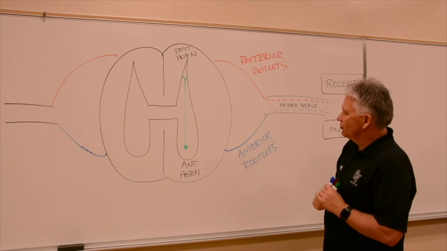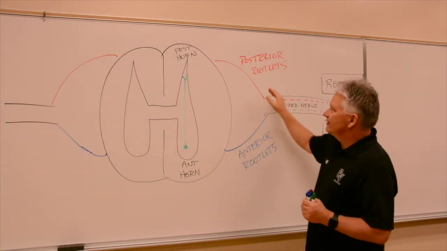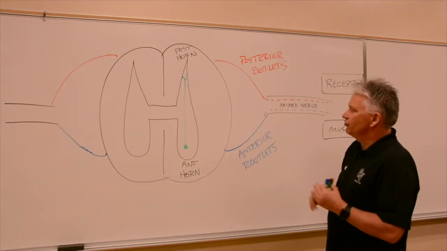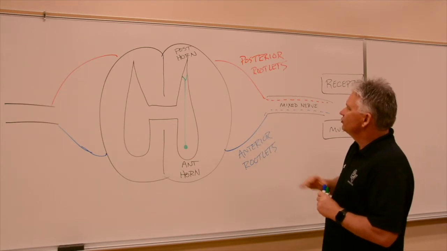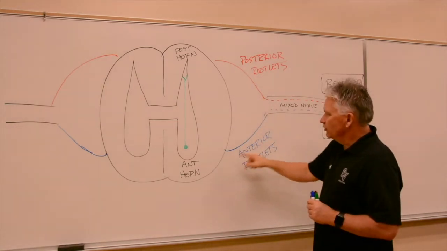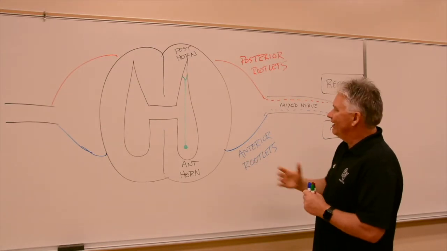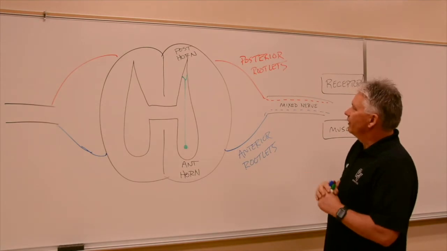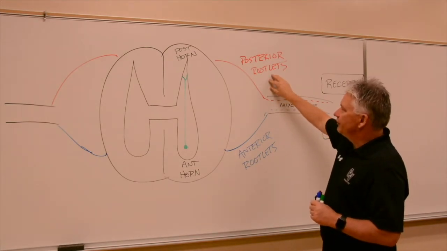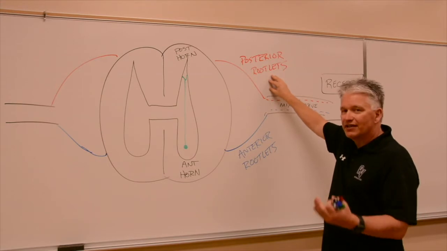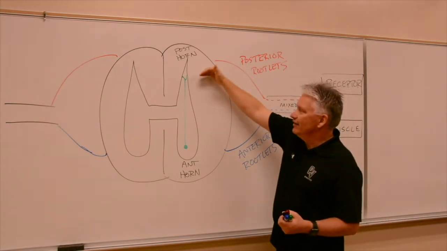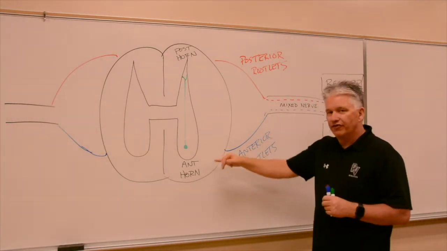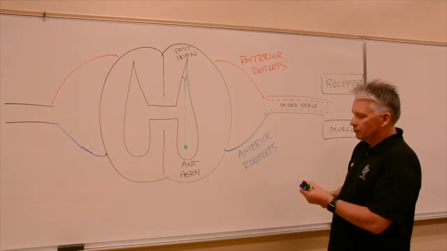Now, coming off of those horns then, we would have those rootlets that we see on the cadaver picture of the spinal cord cross-section, or we see in a typical cross-section. But the rootlets are those bundles of axons that are either going out of the spinal cord or in to the spinal cord. And hopefully we remember that the posterior rootlets are carrying sensory information into the spinal cord. Anterior rootlets are carrying motor information out of the spinal cord.